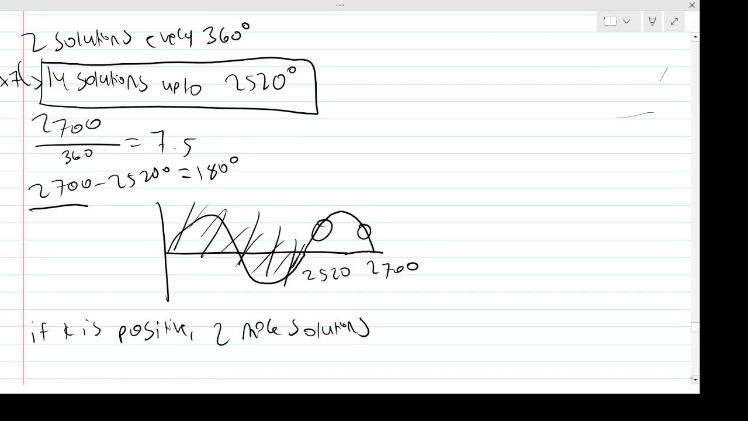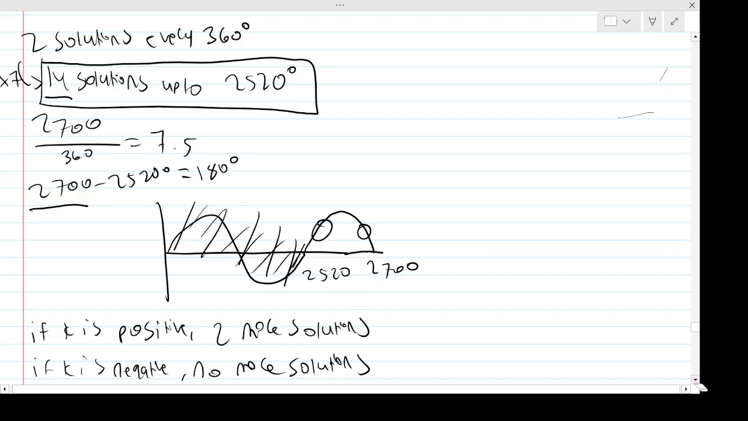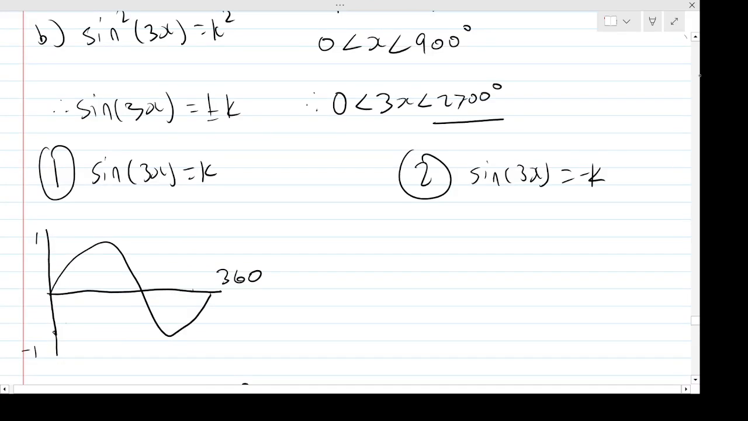And then obviously if k is negative, well, the curve doesn't go underneath, so there'll be no more solutions, okay? So if k is negative, no more solutions. So overall, we already got 14 solutions, and then we might have another 2, or none at all. But we'll leave it there, because we've got to solve this other equation.